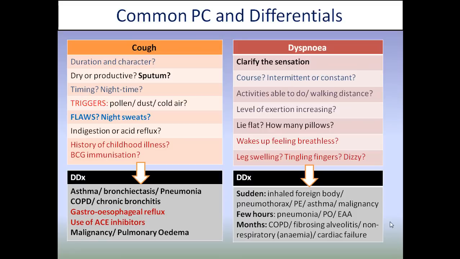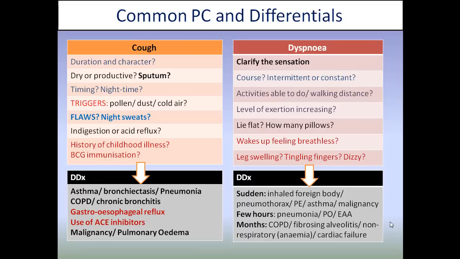It's important to look for other specific signs in the history. For example, do you have any leg swelling or ankle swelling? Or any unilateral calf swelling? These will rule out right-sided heart failure or a sign of deep vein thrombosis, which are both causes of breathlessness.